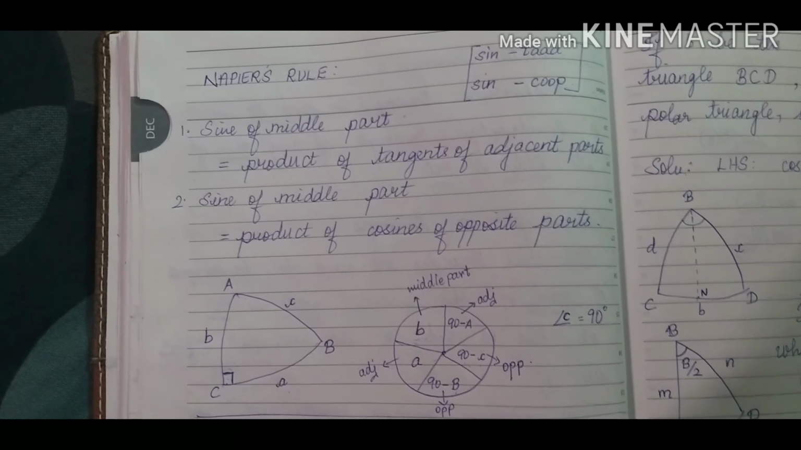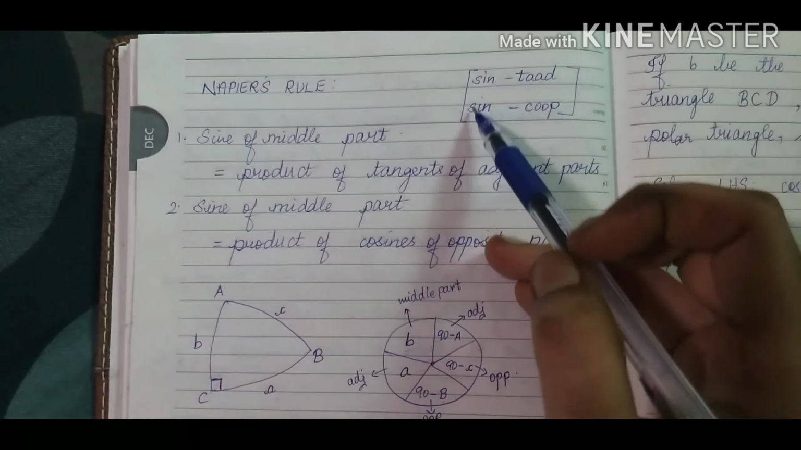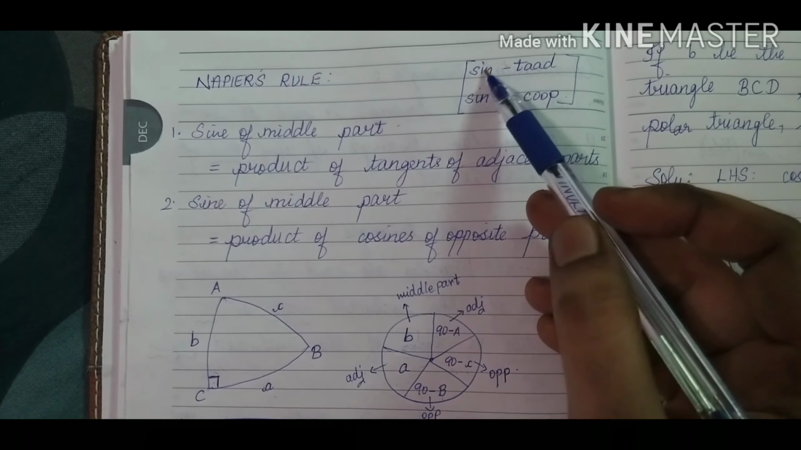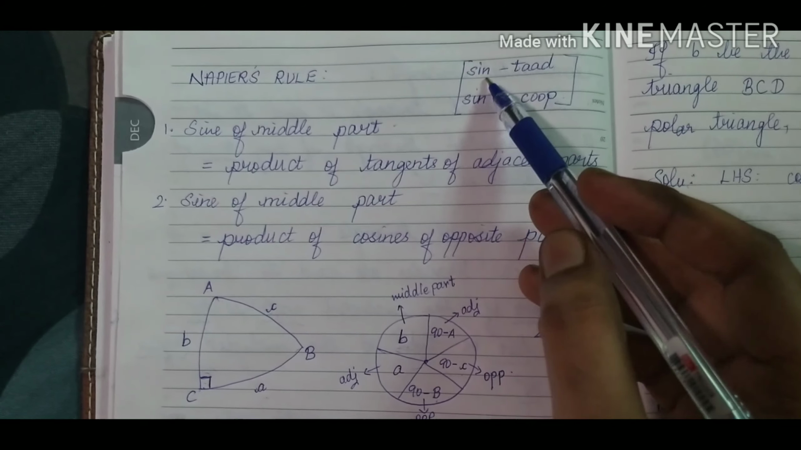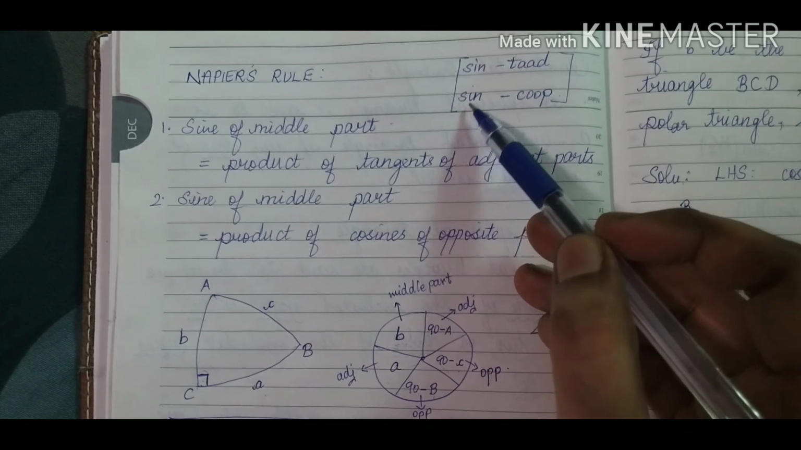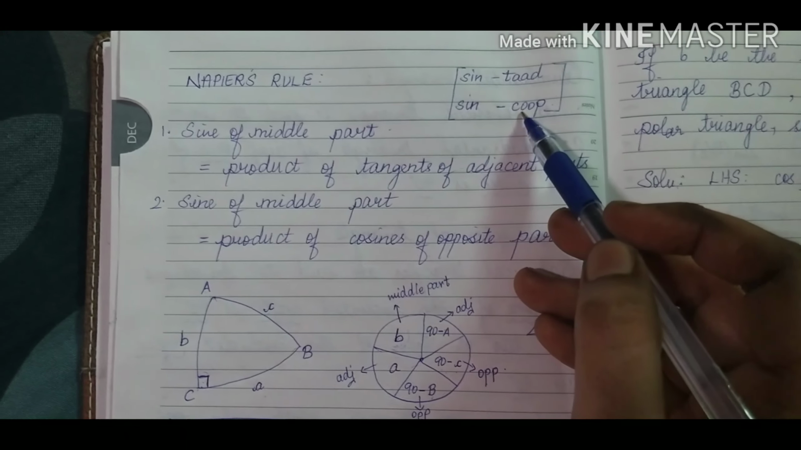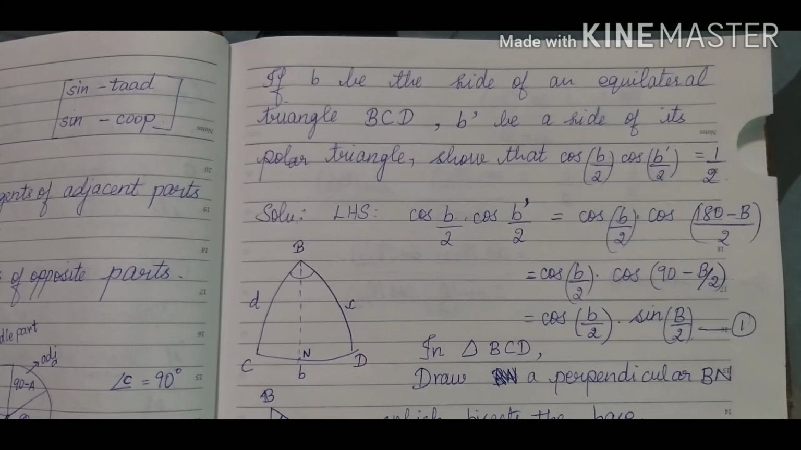Do keep in mind that if the triangle is not a right triangle, you cannot apply Napier's rule. And in order to remember these rules, you can use this short form. It's called the sine TAD rule. That is, sine of middle part is equal to tangent of adjacent parts. And this is the sine COP rule. That is, sine of middle part is equal to cosine of opposite parts. We'll see an application of Napier's rule.